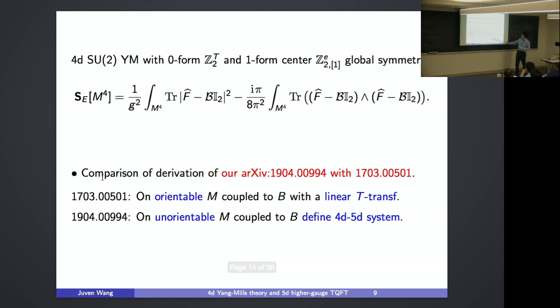Okay, so now let's compare the derivation of our work with the earlier work of 1703. In their work, they put a theory on an orientable manifold coupled to a B field with a linear T transformation. Today, we would like to put this on an unorientable manifold, also coupled to the B field. But it turns out that when we write this action in four dimensions, this term is not quite well defined in 4D. So we need to make sense of things by extending the theory to 5 dimensions. And then it turns out the 5-dimensional term makes sense. We already discovered a 4D, 5D coupled system. And the derivation I'll skip, I'll just give you the result.